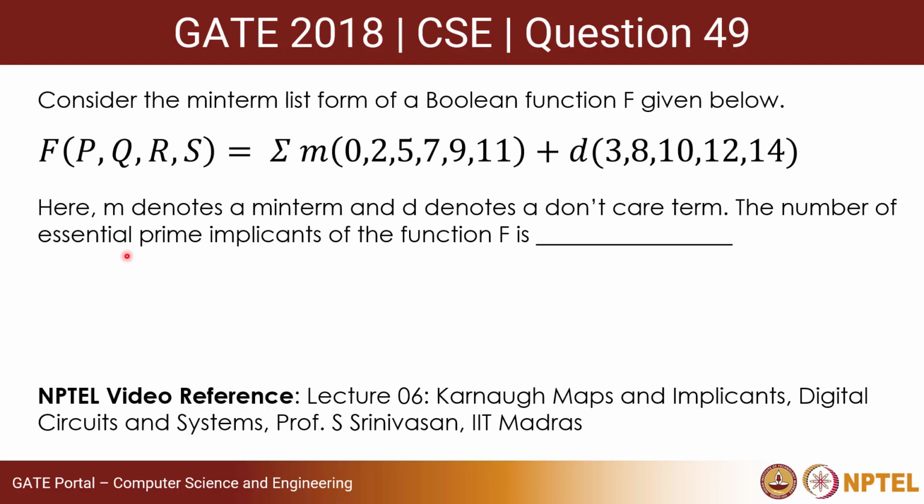So hello all. Today we'll be solving this question given in GATE 2018. Consider the min list form of a Boolean function f given below. We are given this function f of four Boolean variables p, q, r, s such that it is summation of m 0, 2, 5, 7, 9, 11 plus d 3, 8, 10, 12, 14, where m denotes a min term and d denotes a don't care term. The number of essential prime implicants of the function f is, we have to fill in the blank.